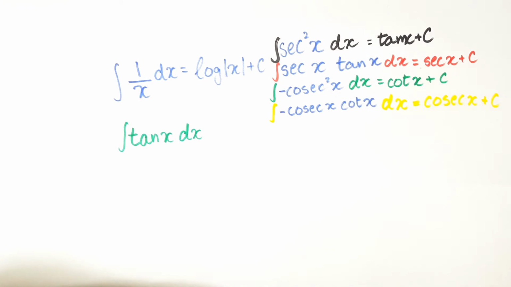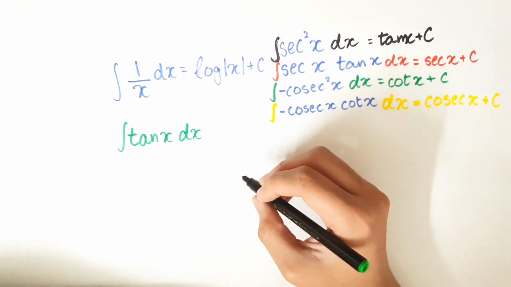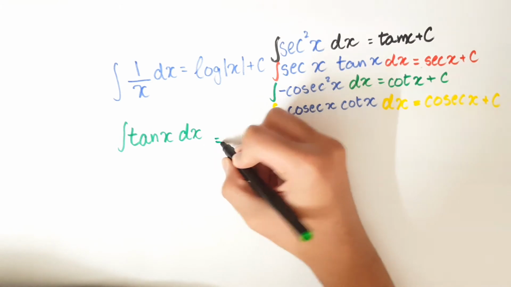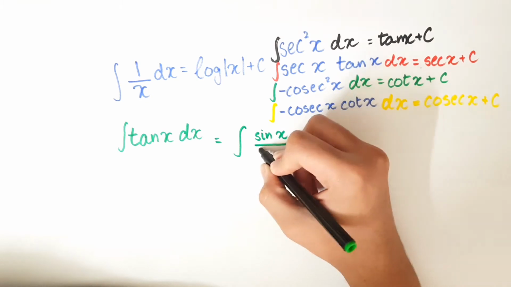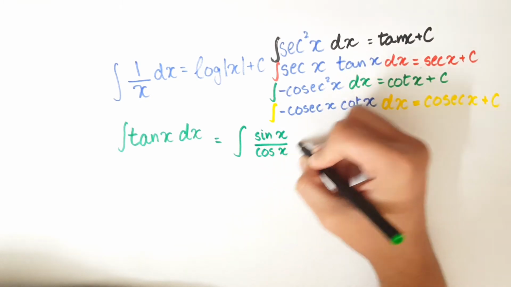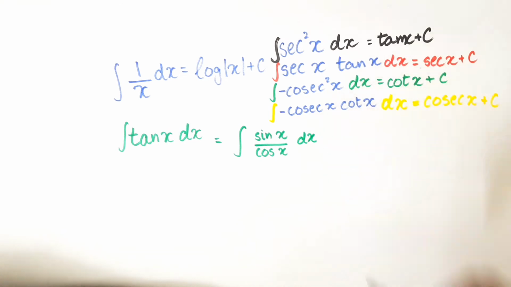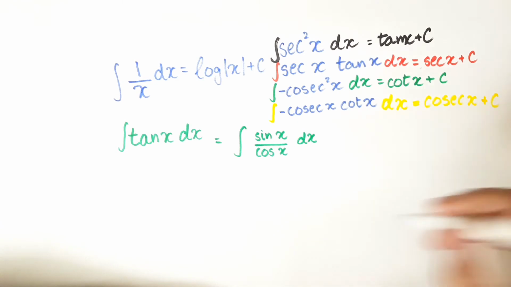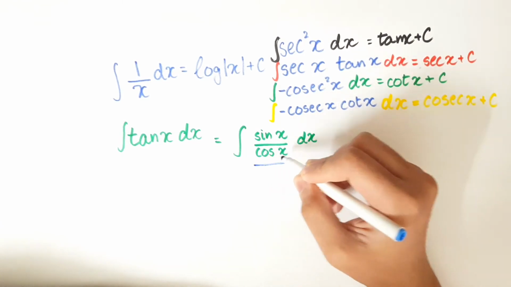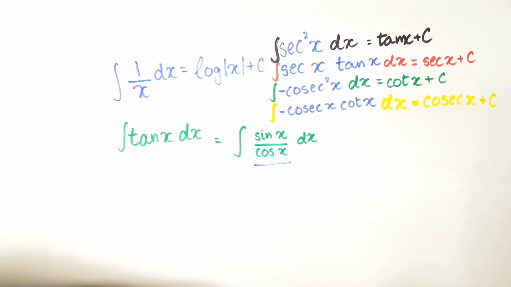So we have tan x here to be integrated. Tan x can be written as sine x by cos x dx. Now in the fundamental formulas, there are no methods to integrate this entire expression by itself. So what we have to do is use a new method called substitution.